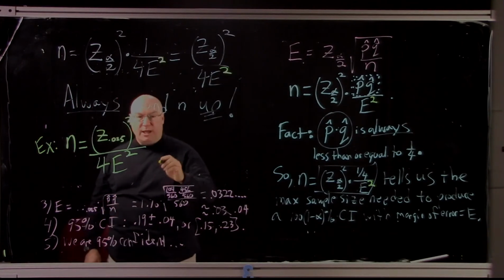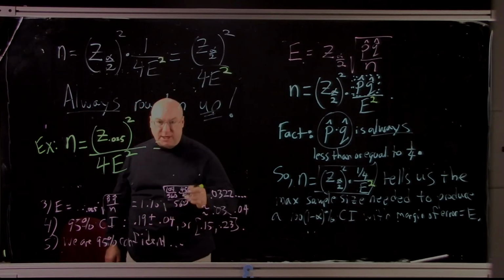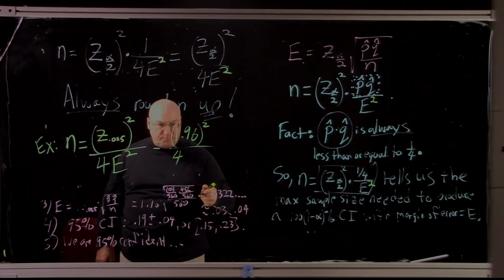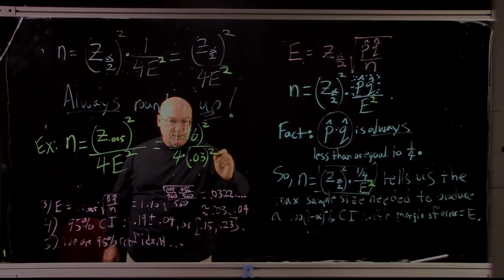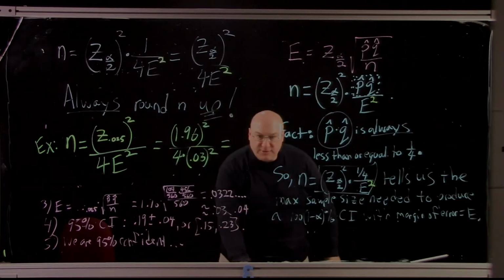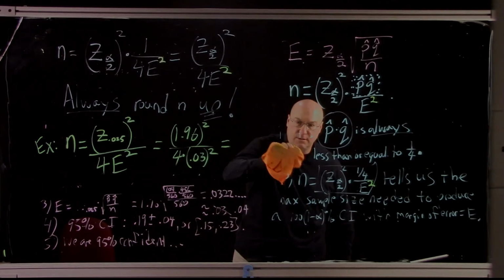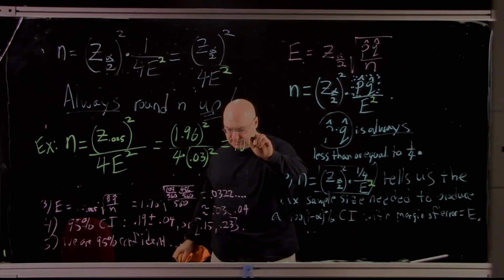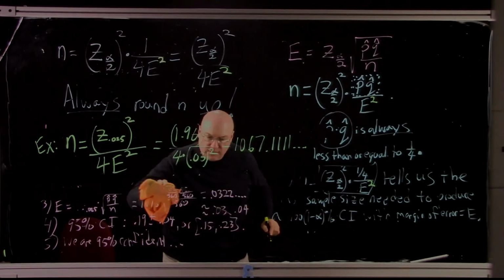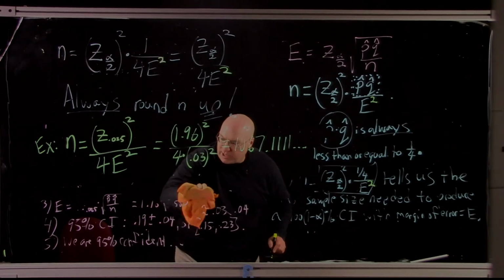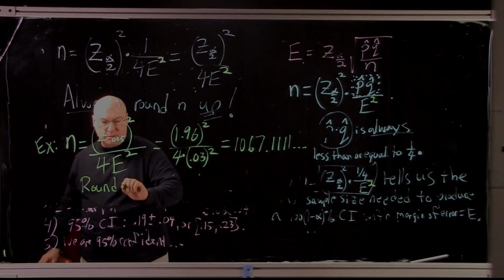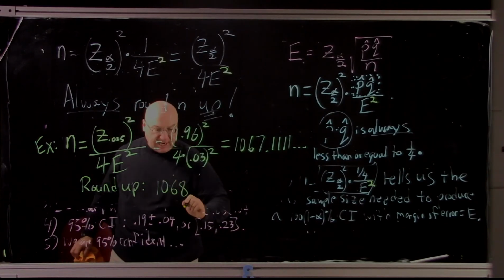This is the last thing in this lecture. So what that becomes is 1.96 squared divided by 4 times e, which is 0.03 squared. Is it not? 3% is 0.03. If you work that out, you get 1,067.1111 voters. They can't have a fractional voter. To make sure we have enough, we round up. So it's 1,068 people to answer.